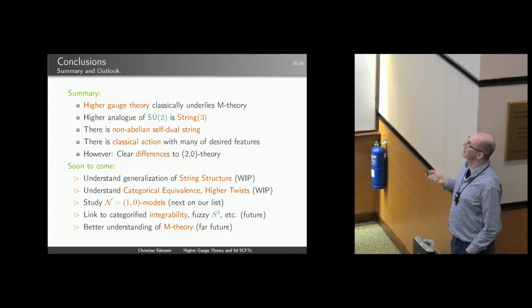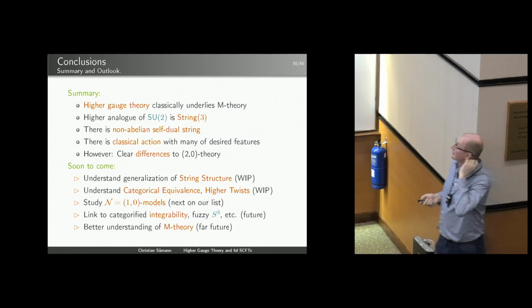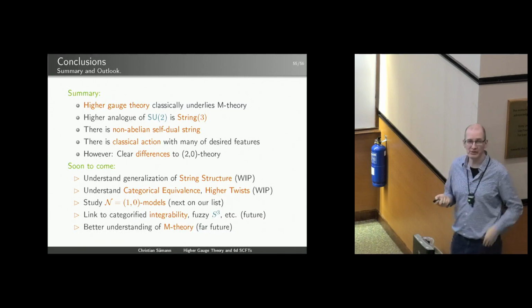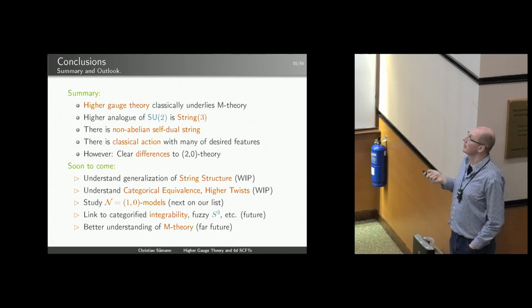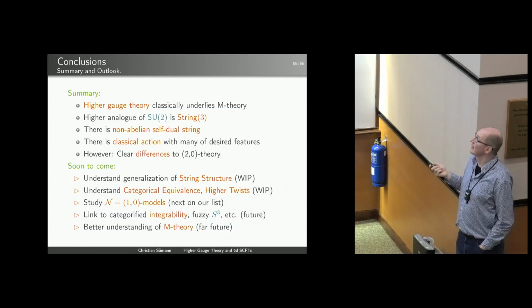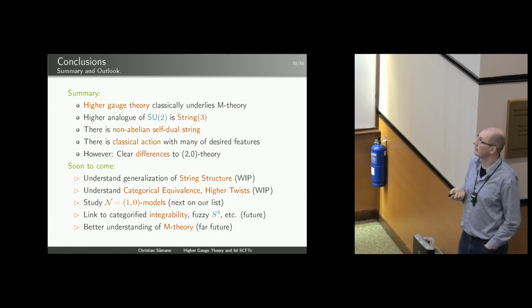So, summary: higher gauge theory, classically at least, might underlie M theory. What I hope I showed you is that the higher analog of classical SU(2) is actually string 3, the string groups with the string structure that we had. There is a non-abelian self-dual string. You can write something down, and it fulfills the things that you want. There is a classical action with many of the desired features. However, it's clearly not the (2,0) theory, right?